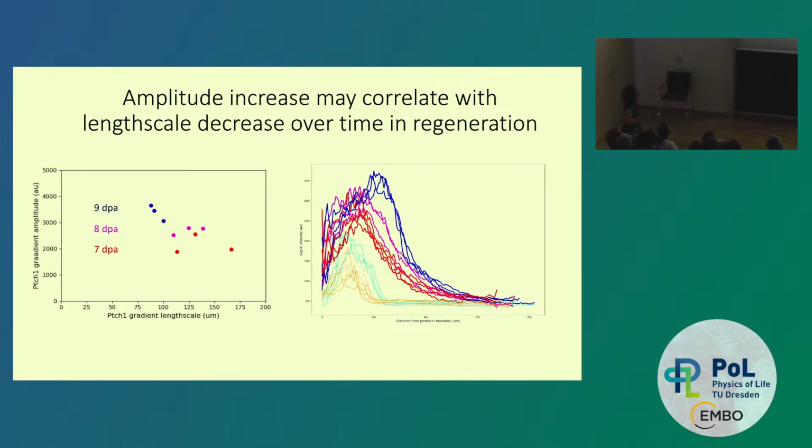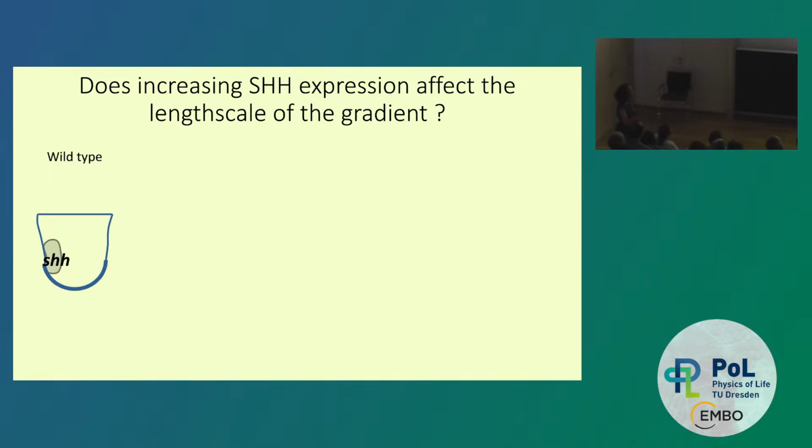So you can see the data here, the patch gradient length scale, the patch gradient amplitude, and the correspondence of this data. So we, of course, have to take many more examples to be really sure about this data. But one thing that we're sure about is that the gradient is not getting longer over time in regeneration, in the time course of regeneration.